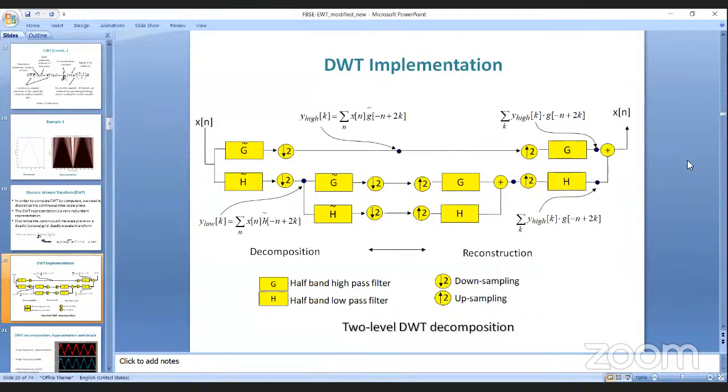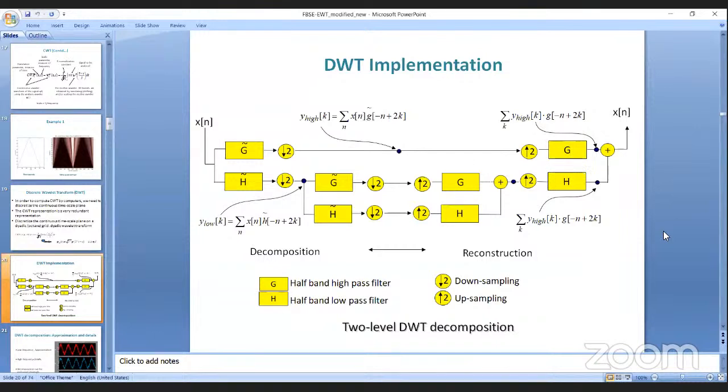So this DWT, discrete wavelet transform, can be considered as having analysis and synthesis parts. Like the Fourier transform, where we have an analysis and a synthesis part, in DWT also there are these two parts. The 2-level decomposition can be considered as the analysis part, and the reconstruction can be considered as the synthesis part of the transform.